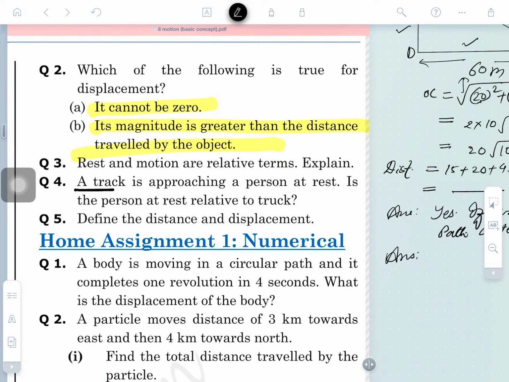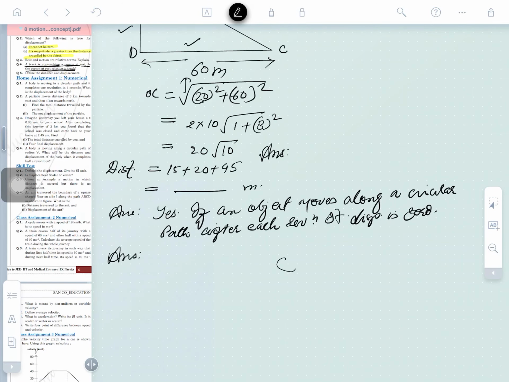So, how is this? A truck is approaching a person at rest. Is the person at rest relative to the truck? The truck is approaching a person at rest, the person is at rest. Is the person at rest relative to the truck? No. Who is just watching this? A truck is approaching a person at rest. The person is at rest. Very simple situation, you may say.